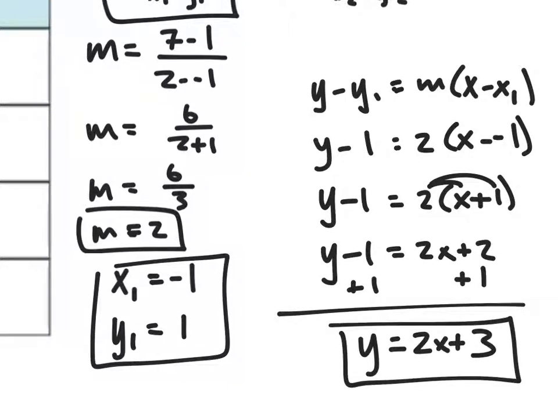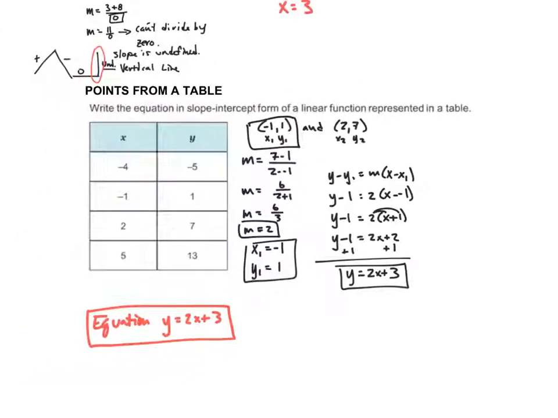So notice that we get the same thing. It doesn't matter which method we do, whichever one you're more comfortable with. Ultimately, you will have to get to this point, y equals 2x plus 3, but you need to know how to get there, either using point-slope form or using slope-intercept form.